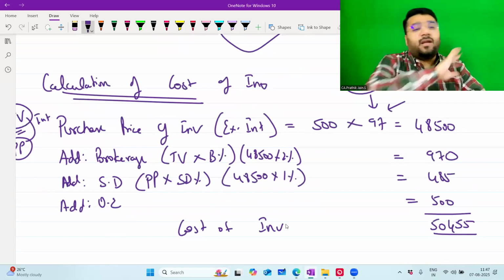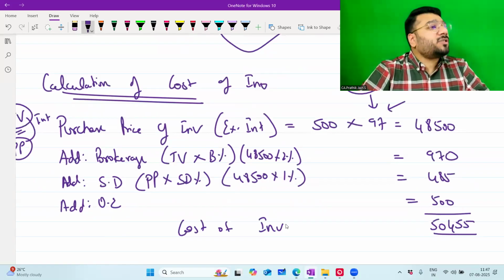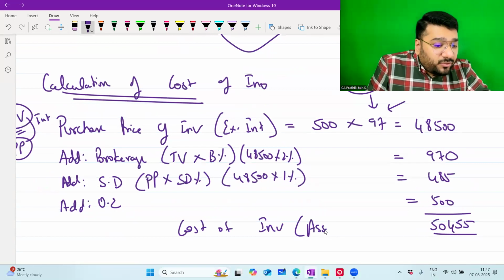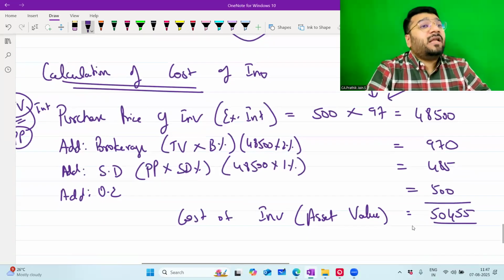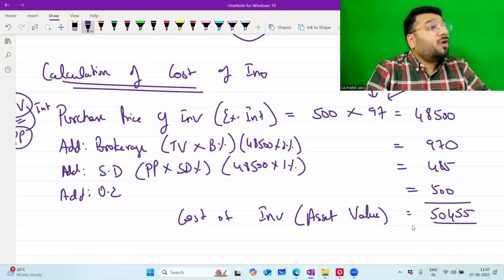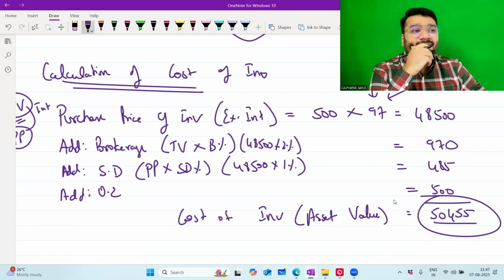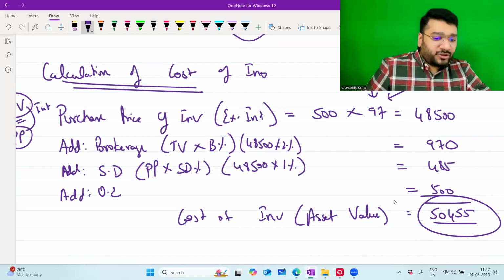This is called the cost of investment. Do you have any doubts? This is the cost of investment, which I will record as the investment value in the books of accounts, in the balance sheet in the form of an asset. So this is my asset value. We say investment should be recorded at cost price or fair value, whichever is less. So the cost price is this. Okay? Yes, sir.